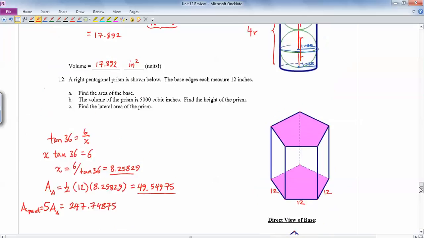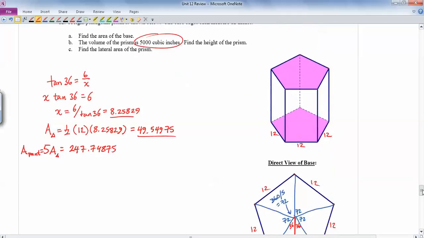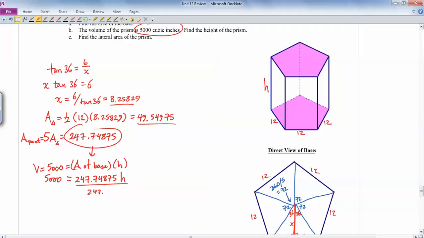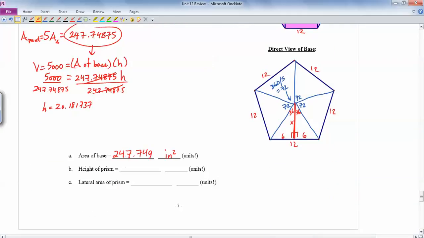So let's see, what's the next thing that we have? The volume of the prism is 5,000 cubic inches. Find the height. So volume equals 5,000. We know the volume of a prism is the area of the base times the height of the prism. The area of the base we already have right here, 247.74875. And the height is just h, but we know that equals 5,000. So if I divide both sides by the 247, I get h. And h ends up being 20.181737 inches.